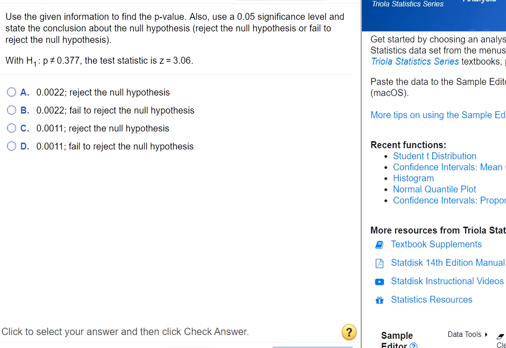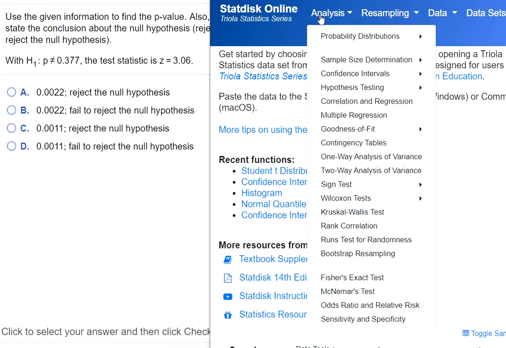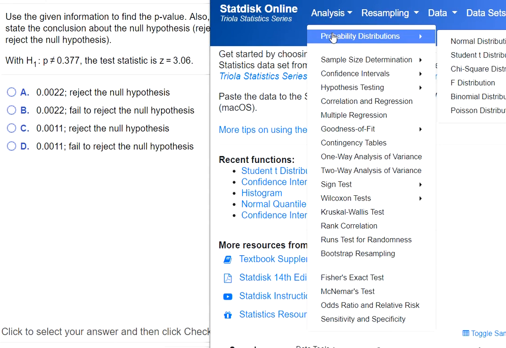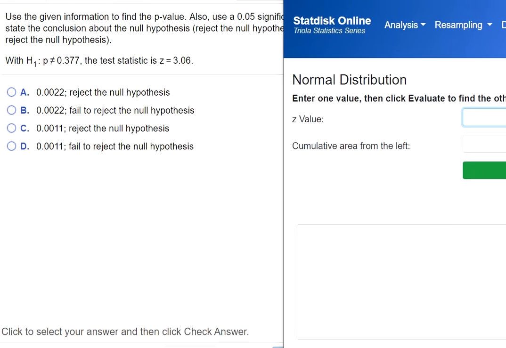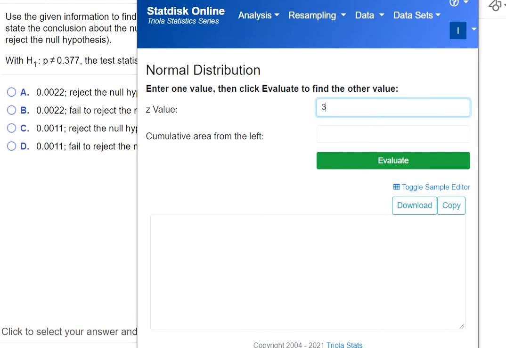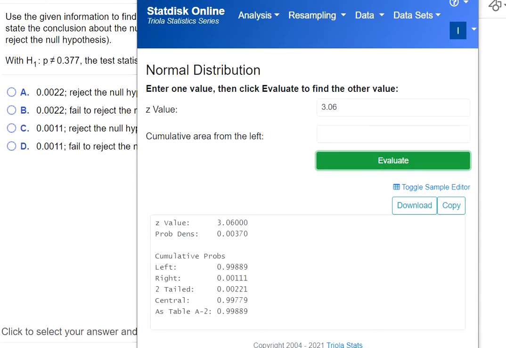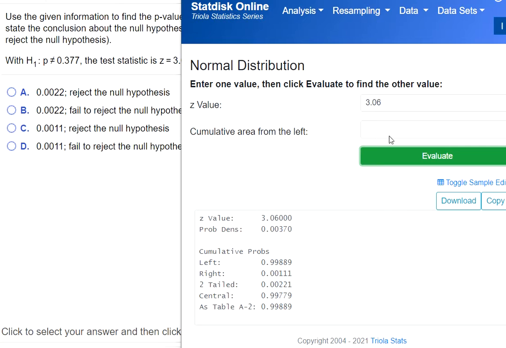We want to use z equals 3.06. So let's go to Analysis, StatDisk, Probability Distributions, and then it's z, so this is a normal. The z value we have is 3.06. If you hit evaluate, then it tells you the, actually, no, that would be for something else. A z value that corresponds to a 0.05 tail or something.